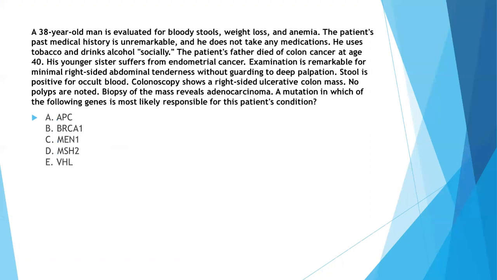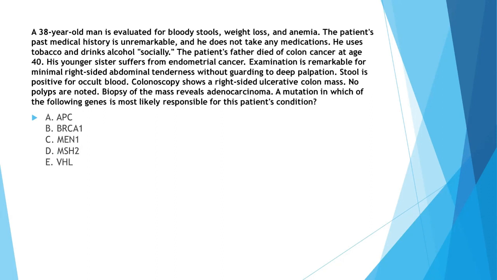So here we have a question with us. A mutation in which of the following genes is most likely responsible for this patient's condition? A 38-year-old man is evaluated for bloody stools, weight loss, and anemia. The patient's past medical history is unremarkable, and he does not take any medications. He uses tobacco and drinks alcohol socially. The patient's father died of colon cancer at the age of 40. His younger sister suffers from endometrial cancer.